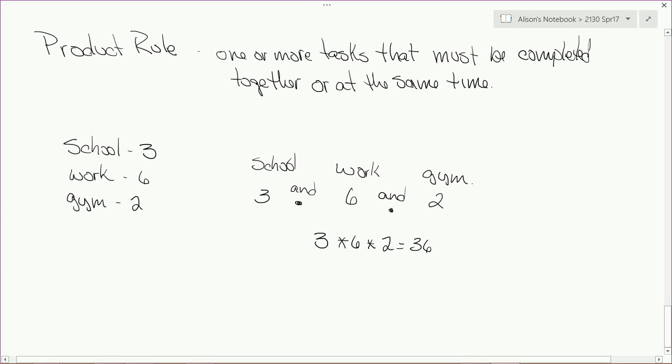In the sum rule, they are mutually exclusive. I can do one of them, or I don't have to do all of them. I can just choose to do one of them. So let's do an example of this.